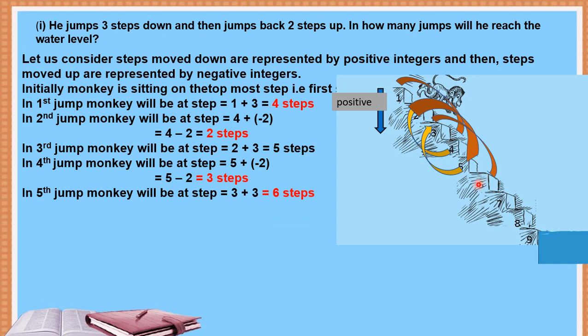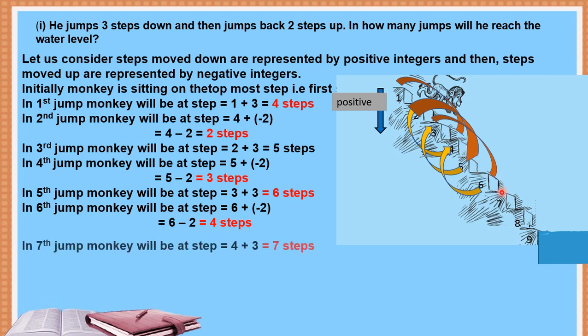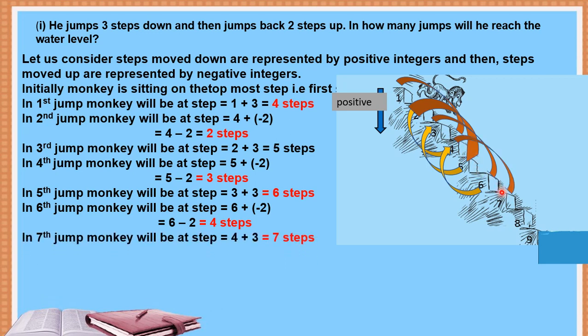But again 2 steps jump back, that means 6 plus minus 2, so in the next 6th jump he will reach step number 4 now. Now in the 7th jump, again from this 4th step he has to take 3 jumps, that means 5, 6, 7. So he will reach the 7th step now. Then again from this 7th step he has to go back 2 jumps upwards, that means 7 minus 2, 5th step. In the 8th jump he reached the 5th step.